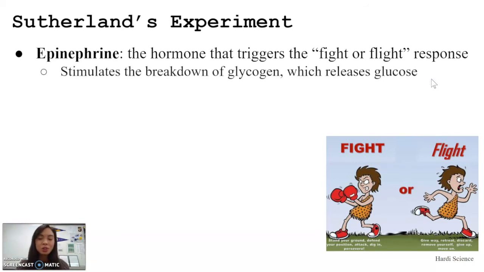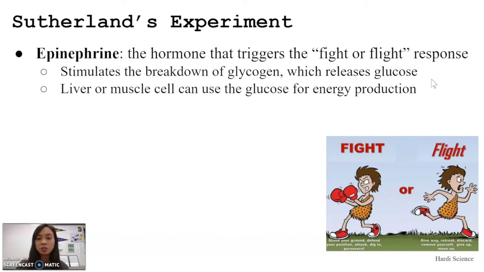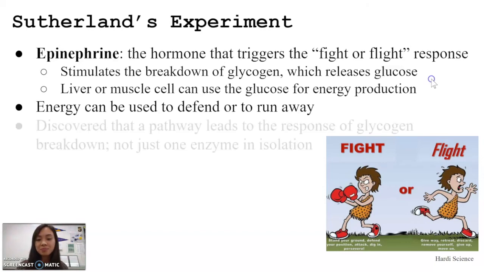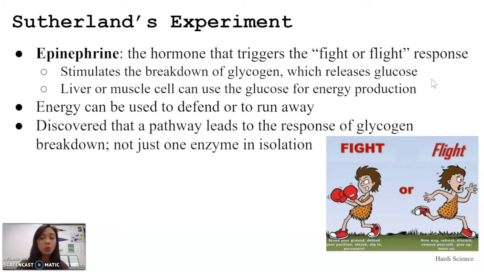What it's actually doing in our body is stimulating the breakdown of glycogen, and when glycogen is broken down, it releases glucose. This really happens in our liver because glycogen is found a lot in our livers. Our liver or muscle cell can use the glucose that's released for energy production. We need the energy because in the fight or flight response, you're faced with a very scary stimulus, your survival is on the line, and you need energy to either defend yourself or to run away from that threat.